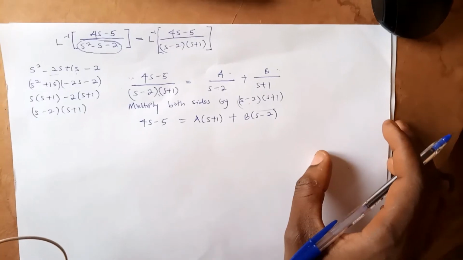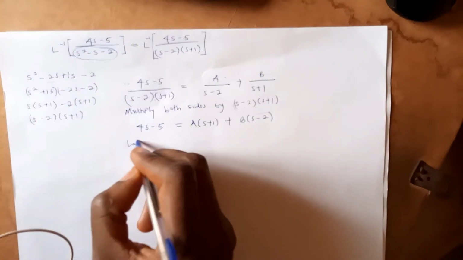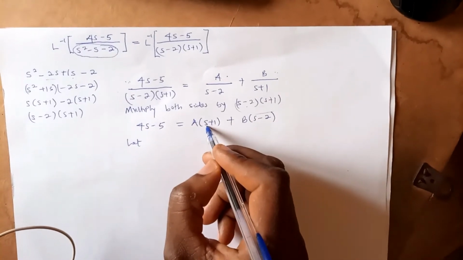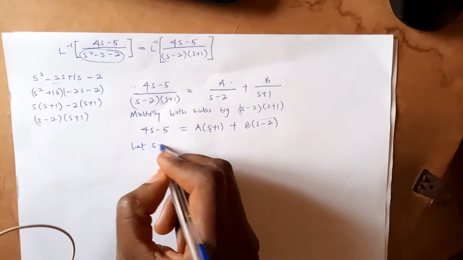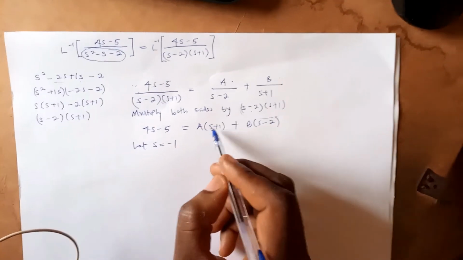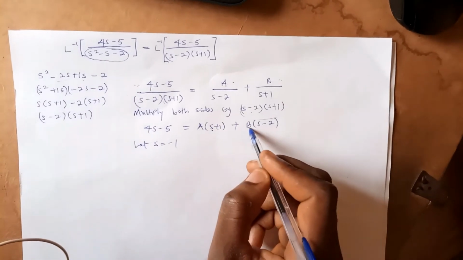We need to find our a and b. How do we get our a and b? What we need to do is this. Let me set x equal to minus 1 here. By the time I set x to minus 1, this one will give me 0. So let x be minus 1, so that I can find b, because by the time you have minus 1 plus 1, this one will go, then a will be 0, then I can find my b.